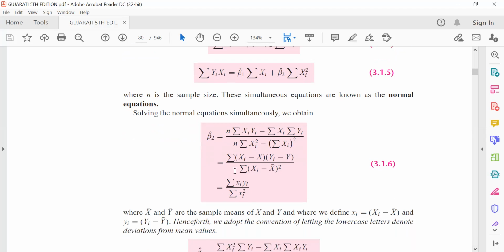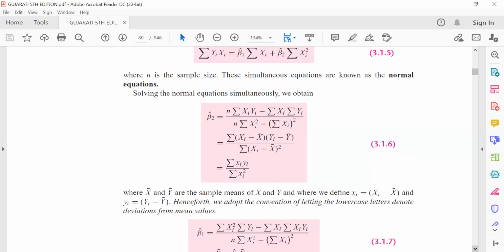It is a deviation form. Deviation form means the difference between the actual value and its mean. Here, this is a deviation form: the difference between the value of each variable and the respective mean of the variables.